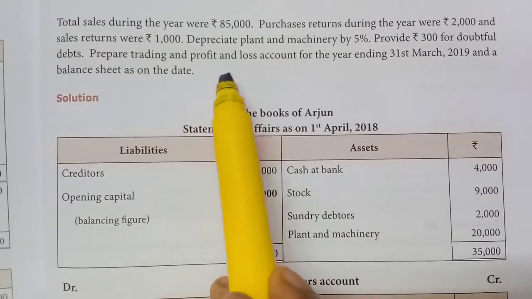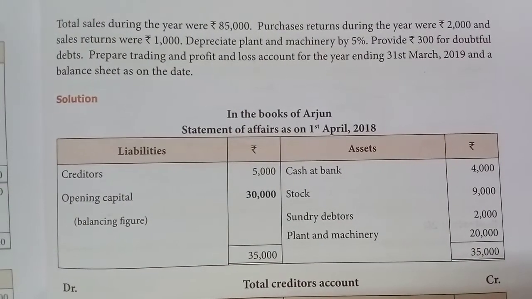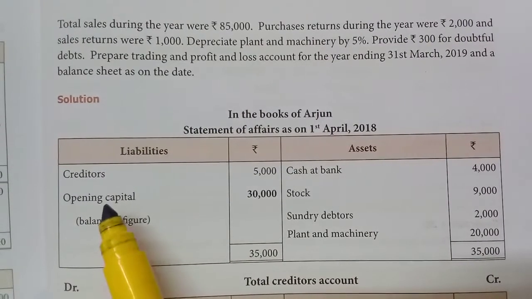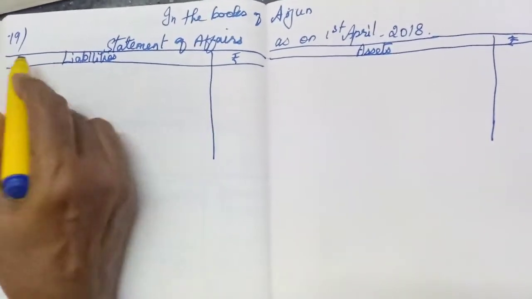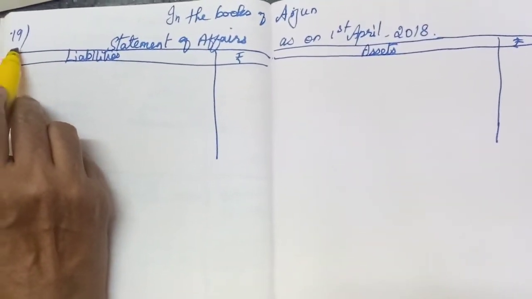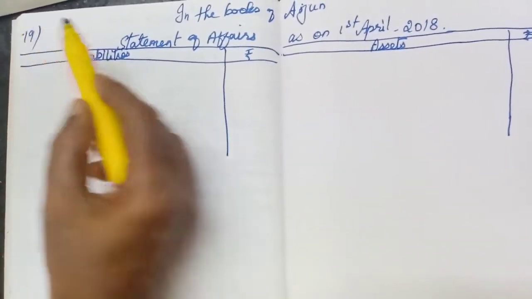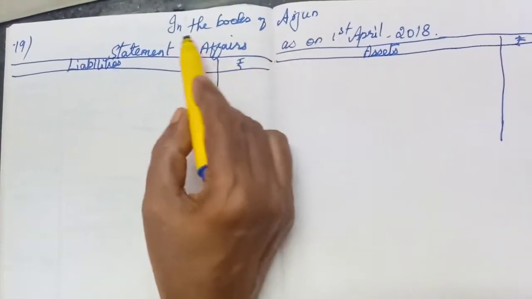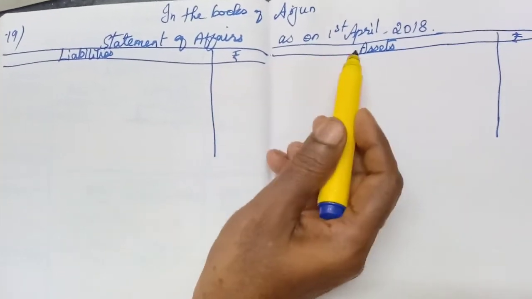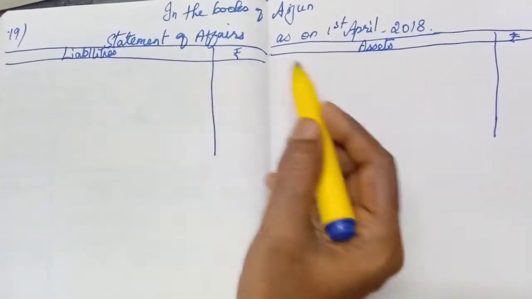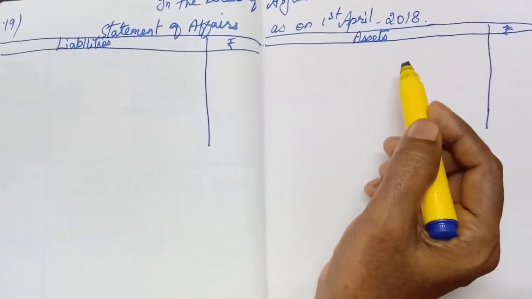So first we will see from the opening figures how to prepare the statement of affairs. I will do and show in the notebook. First we should write the question number, that's 19. Question number 19. Then in the books of Arjun you have to write in the middle of the double pages, statement of affairs as on 1st April 2018. Draw the line and write this side liabilities rupees, assets rupees. Now we have to start with the question.